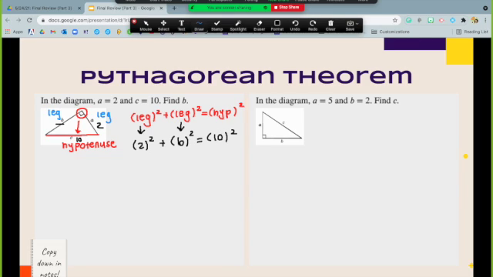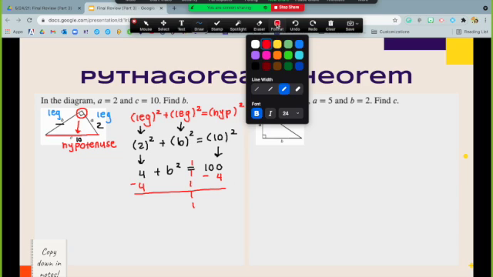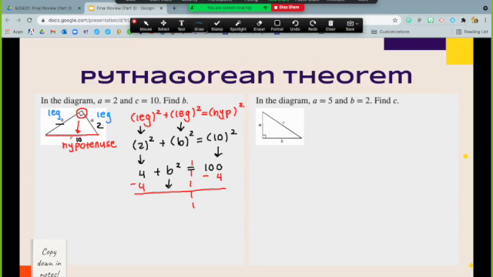From here, I'm just solving for B. So 2 to the power 2 equals 4. Drop down the B squared. 10 to the power 2 equals 100. From there, I'm going to get rid of the 4 so that I can isolate B by itself. If I do that, that means that I need to subtract 4 on both sides of the equation. So I subtract 4 on both sides and drop down the B squared. I'm left with B squared equaling 96.